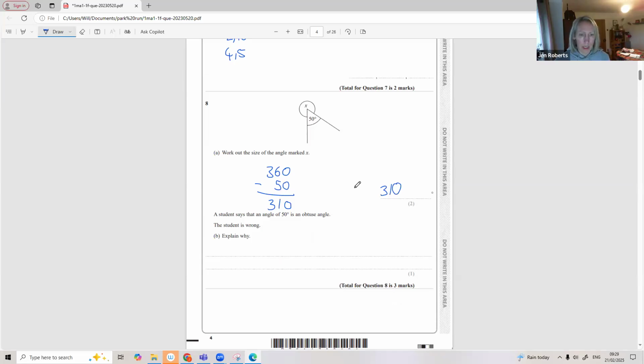A student says that an angle of 50 degrees is an obtuse angle. The student is wrong. Explain why. Well, below 90 is an acute angle. So the reason is an obtuse angle is bigger than 90 and smaller than 180 degrees.